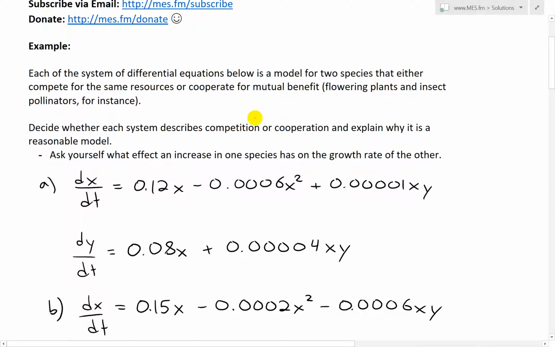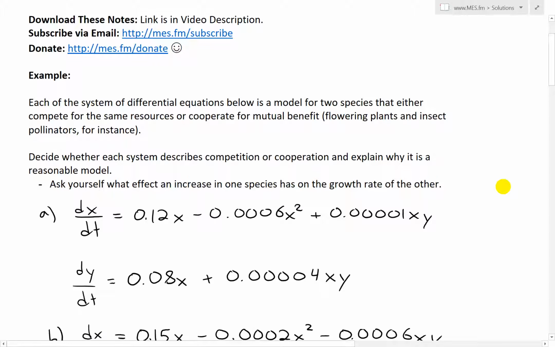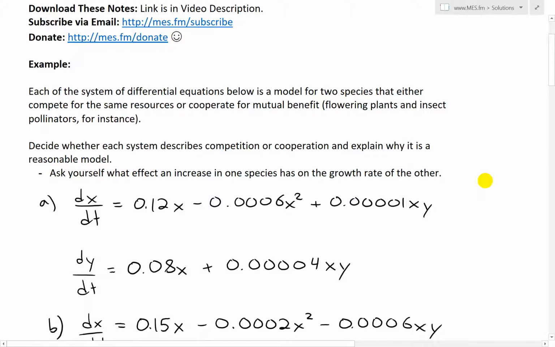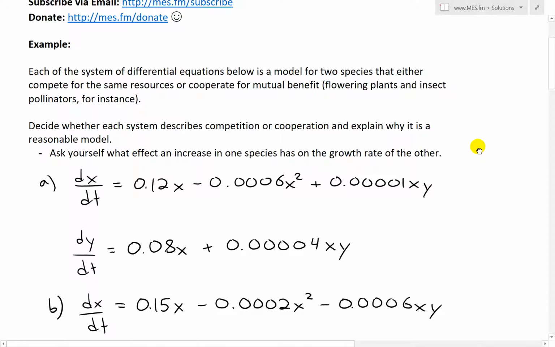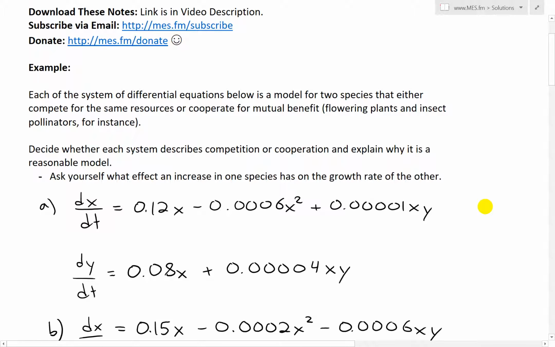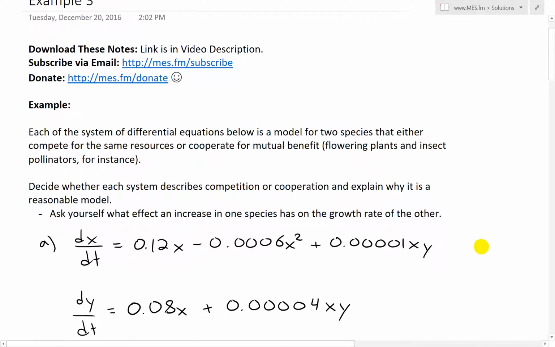An example of mutual benefit is flowering plants and insect pollinators. The more flowers there are, the more the insect population can increase, and then with more insects, they can pollinate more flowers, etc. So they're both mutually benefiting.